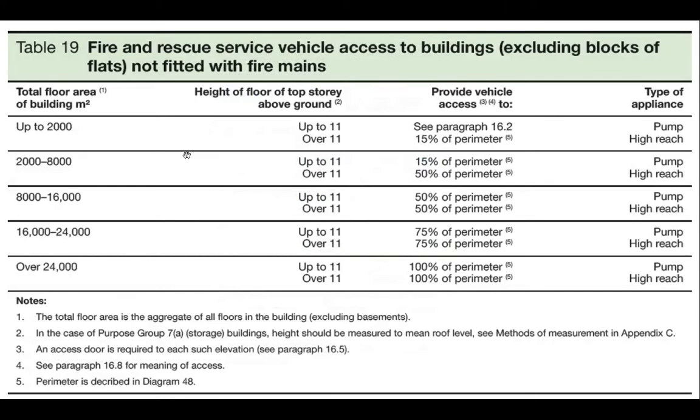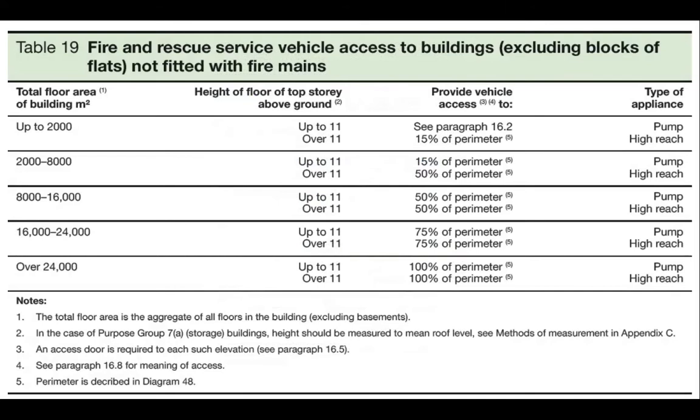So if we look at, say, this middle band here. Total building area, 2,000 to 8,000 square meters, which often is where a student project might fall. How many stories is it? Well, normally it's up to 11, let's say. You need to get to at least 15% of the perimeter of the building. So can you drive a fire truck to 15% of the perimeter? It's not that difficult, really.